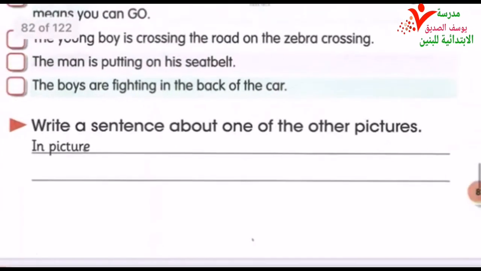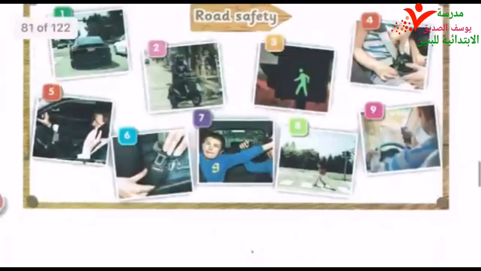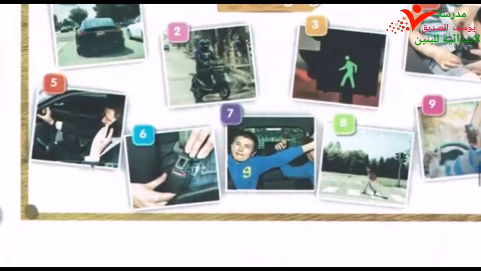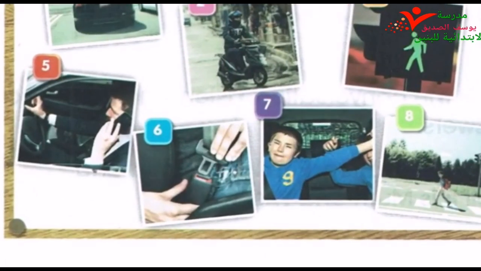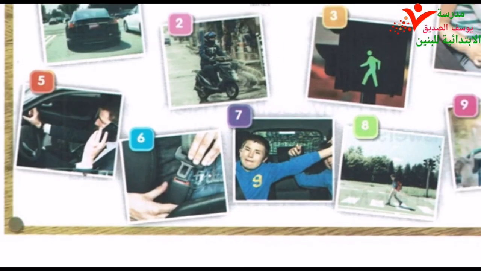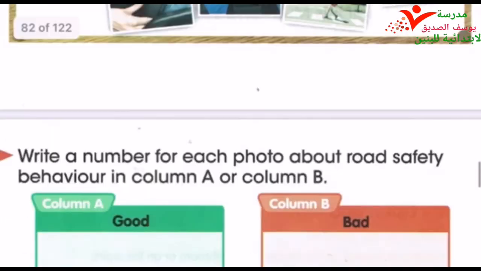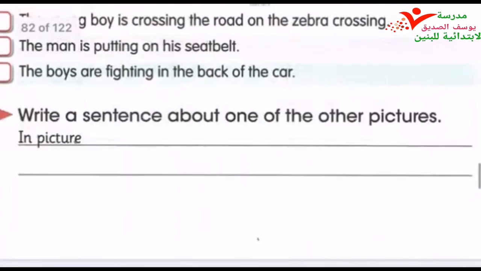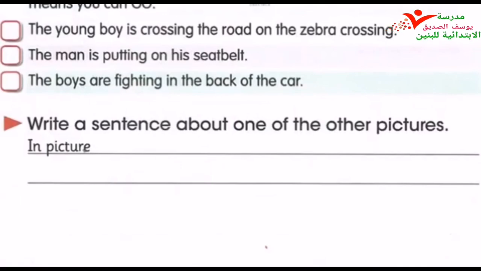Okay, let's write the sentence. For example, according to picture number 5, you can say there is a man driving a car. While he is driving a car, he is making a call. Or you can say it briefly: a man is driving a car and he is making a call. You write here: a man is driving a car and he is making a call.